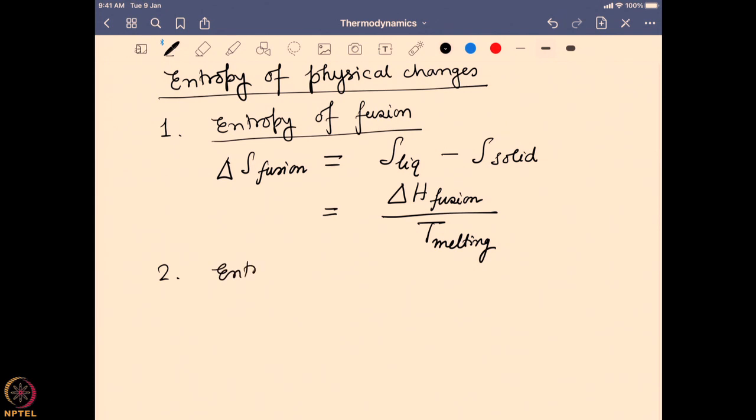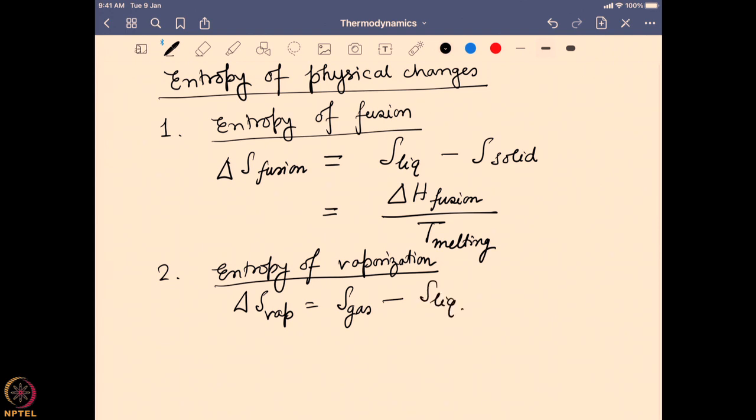Now take the second one, entropy of vaporization, where I am going from a liquid to a gaseous state. So delta S vaporization will be the difference between S gaseous state minus S liquid state, and that is nothing but enthalpy change in the vaporization divided by the boiling point. And you can imagine this is also going to be a positive factor, because from a liquid to gaseous, I am actually expanding the overall volume of the system. So that will increase the overall entropy of a system when it is going from a liquid to the gaseous state.